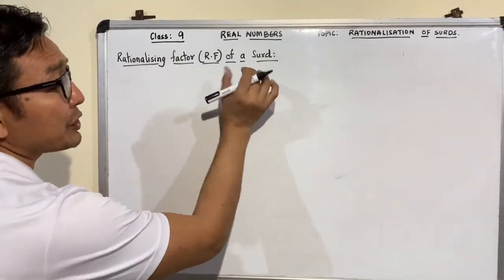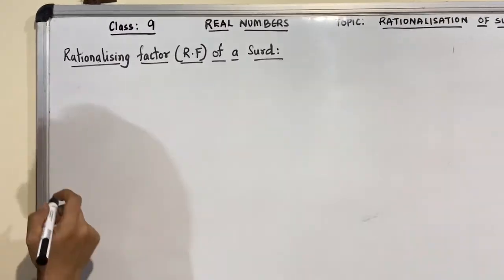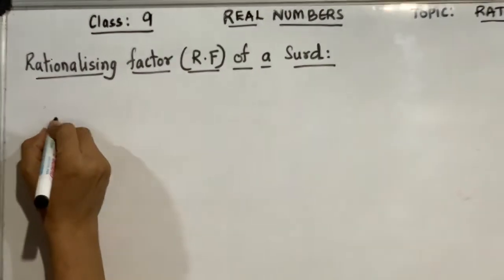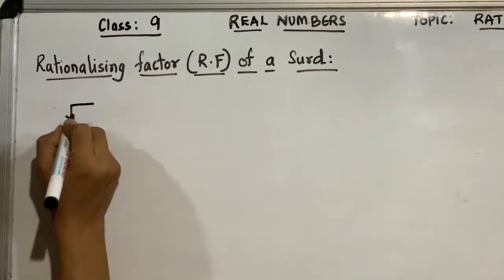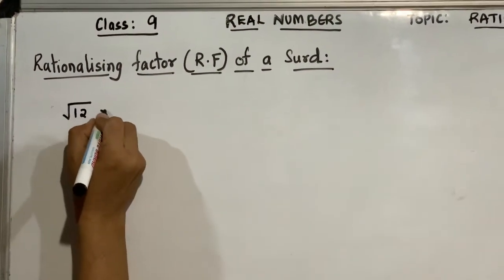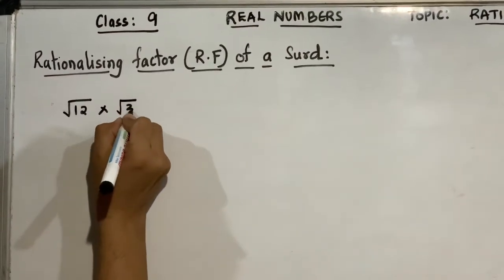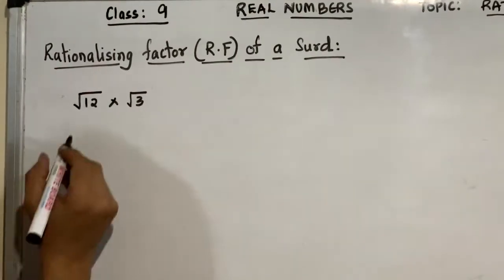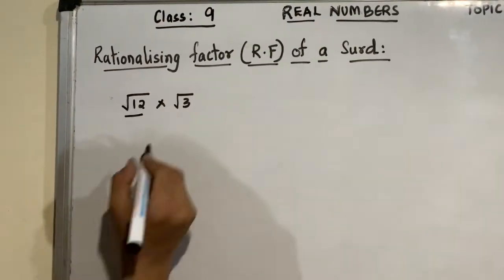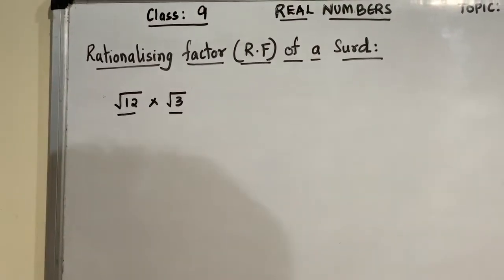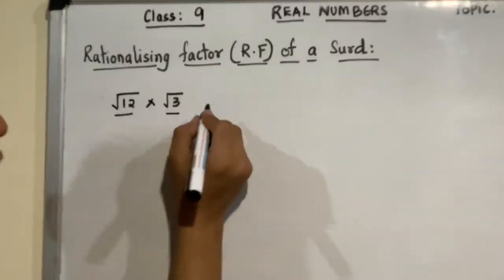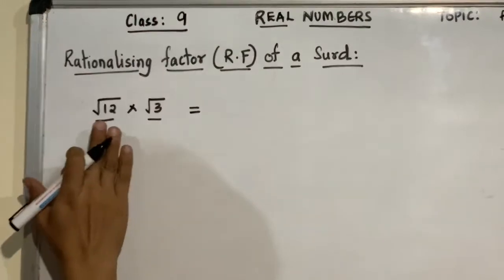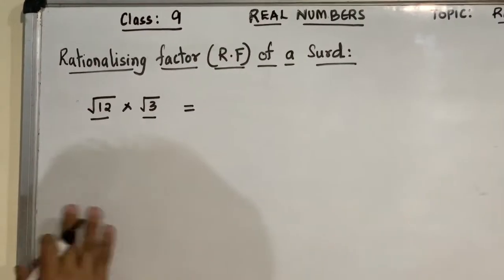The rationalizing factor of a surd. How can we pick the rationalizing factor of a surd? Consider the example root 12 times root 3. Root 12 is a surd, root 3 is also a surd, so we multiply them.